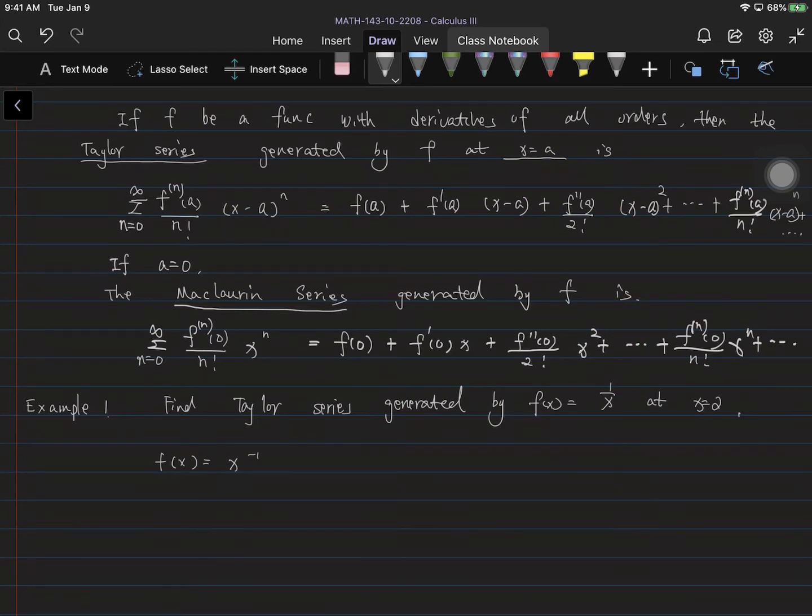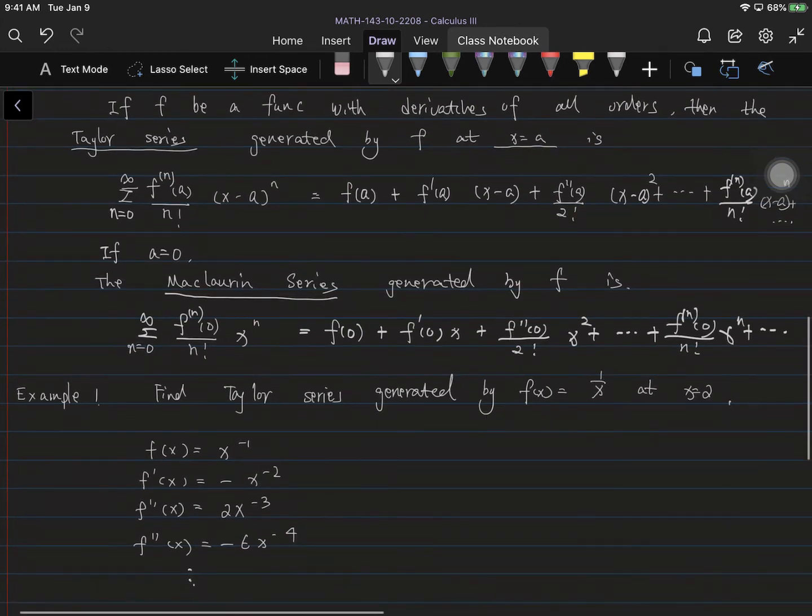And what is the first derivative? We just calculate the first several derivatives. So f prime should be negative x to the negative 2, right? And the second derivative, 2x to the negative third. Third derivative, negative 6x to the negative 4. Okay, and we can just stop here. So let's see how we evaluate f at a. So a is 2. All the coefficients are evaluated by f(a), f prime(a), those, right?